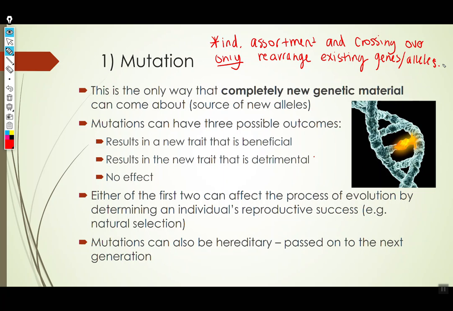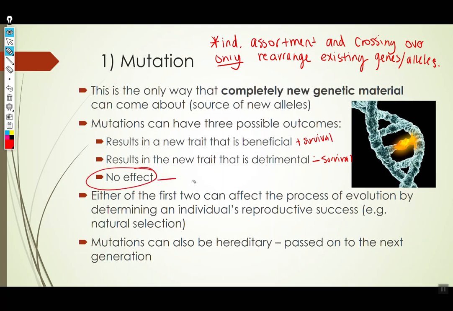So mutations can have three possible outcomes. One is that the new trait is beneficial, and this one would be plus survival. One is that the new trait is detrimental, so negative for survival. Or it has no effect at all.